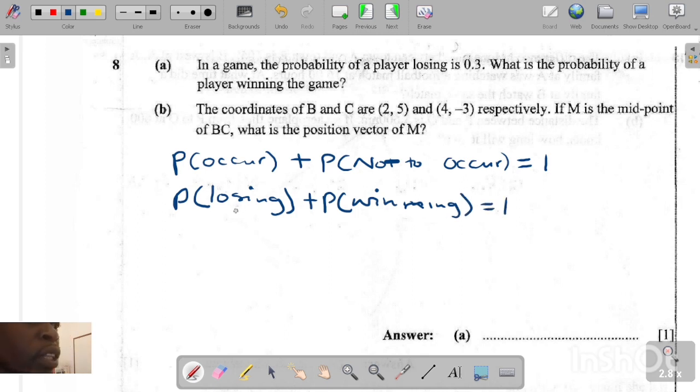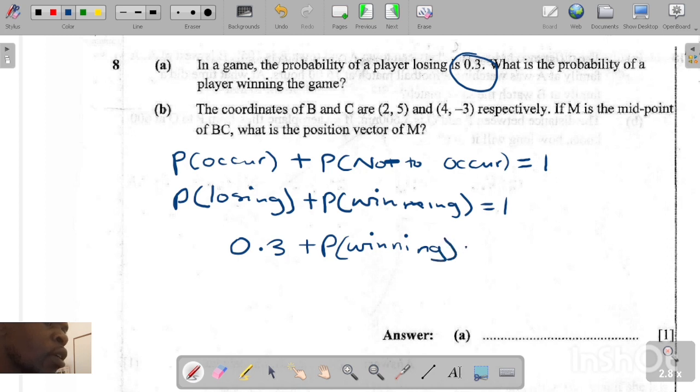Okay, we've been given the probability of losing, which is 0.3. So here we're going to put 0.3 plus probability of winning, which is the probability that we are looking for, is equal to 1. So this is like an equation. So we are looking for the probability of winning. So it's like you have 0.3 plus x is equal to 1. So this is like x.